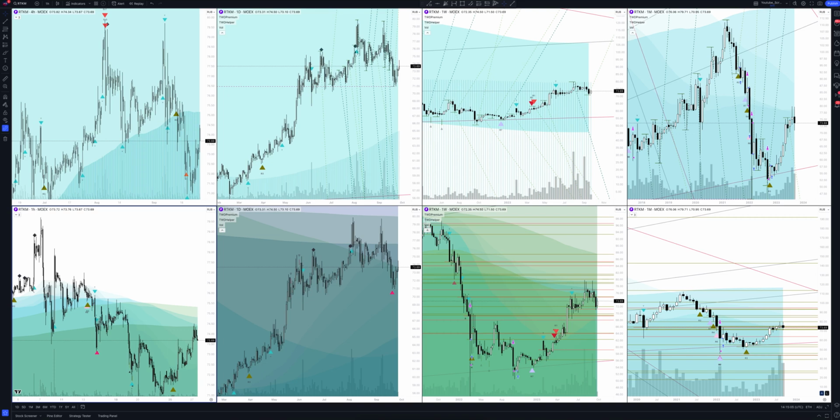Today we will take a look at Rostelecom stock. Let's analyze the market situation and find out how you can make money on it. Let's start.